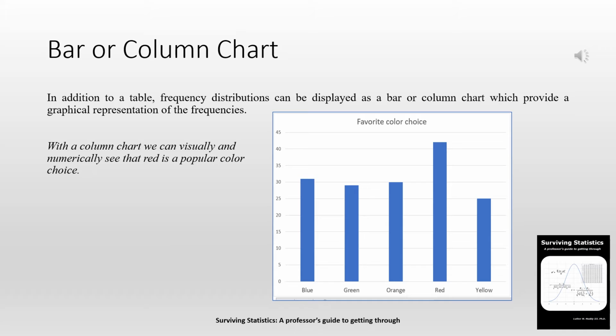We can also display frequency distributions in chart form. What you're seeing on the screen here is a column, or sometimes called a bar chart. We have a column or bar for each of the colors that we asked them, which was their favorite. We can see just by looking here that the tallest bar is red. Yes, we could see that numerically in the frequency table in the previous screen, but here we're seeing it visually.